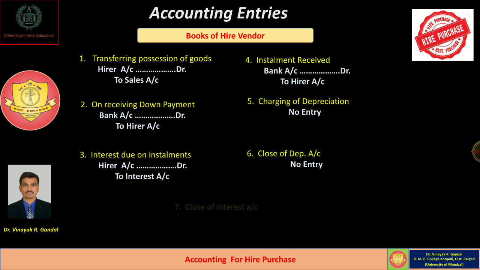And the last entry is for closing of interest account. Whatever amount of interest balance is there at the year end is to be transferred to profit and loss account by preparing the entry like interest account debit to profit and loss account. So dear students, these are the various accounting entries we have to pass while recording the transactions on hire purchase system in the books of the hire purchaser as well as the hire vendor.